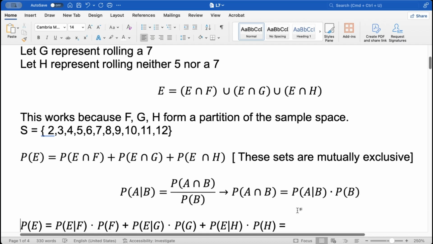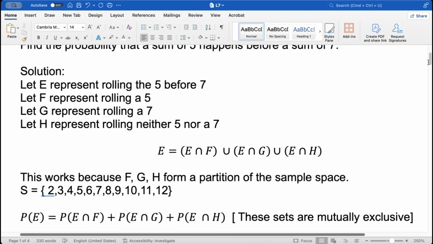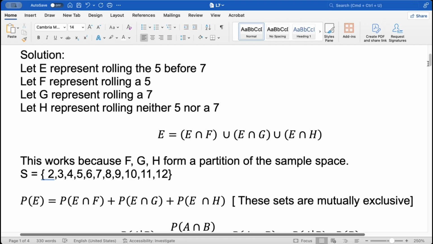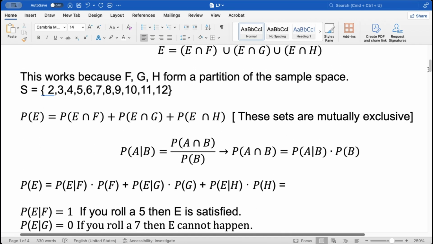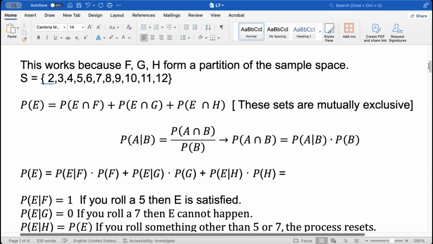And now we're going to look at the conditional probabilities here. So why is the probability of E given F equal to 1 whole, 100%? So if the roll is a 5, then the 5 came before the 7. So if F occurs, then E is guaranteed. Now, if G occurs, then the event E is impossible. So the probability of E given G is 0. G is rolling a 7. If you roll the 7 first, then you cannot achieve E, which is rolling the 5 first. So that probability is 0.